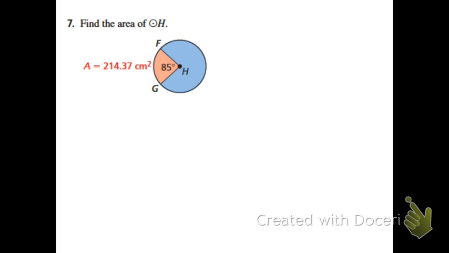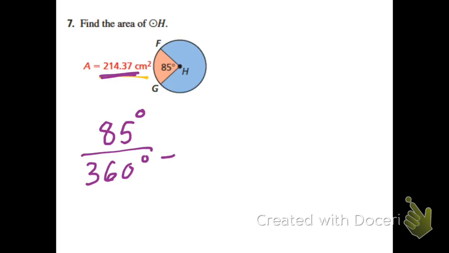Okay, now another one. Here we are given a circle and we have to find the whole area, and all we know is the area of this shaded part, and we also know that central angle measure. So we're going to set up a proportion. So the area of the sector that we know has a central angle of 85 degrees, so we'll put that in the numerator and then divide it by 360. So that represents the whole circle in degrees.